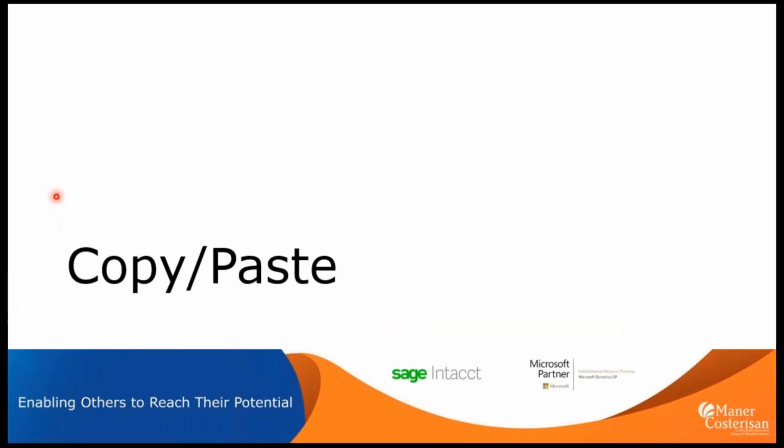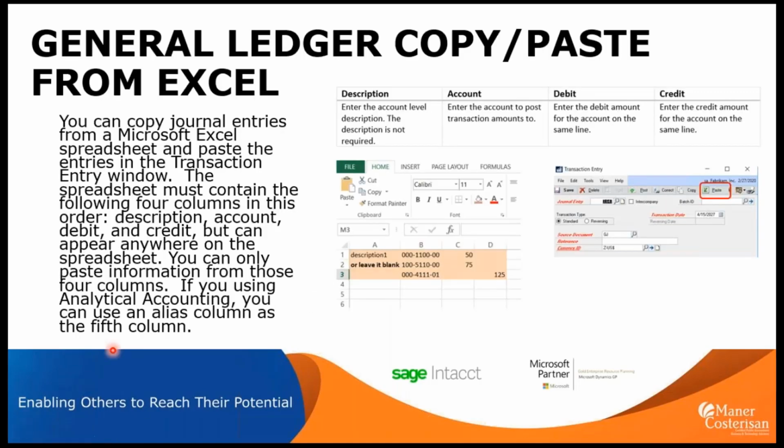Something that people had come up with in 2013 and beyond is the copy paste feature, which is fantastic for everyone who's entering general ledger journal entries. The wonderful thing about it is that instead of creating quick entries or recurring postings, you can maintain all of them in Excel and then just copy and paste into your journal entry window.